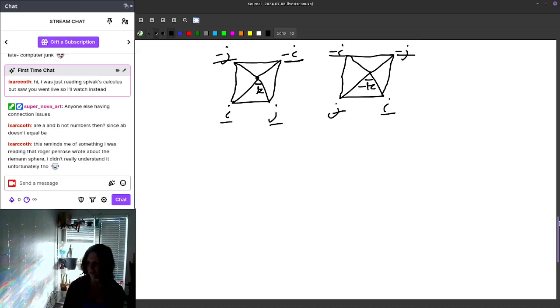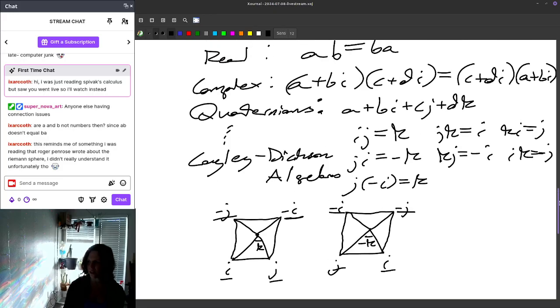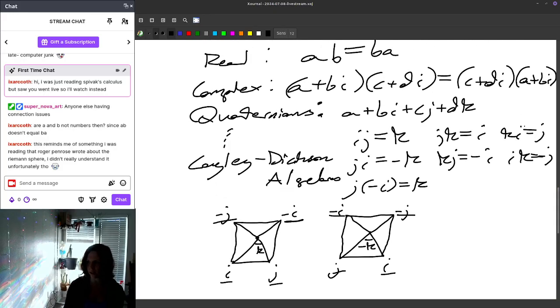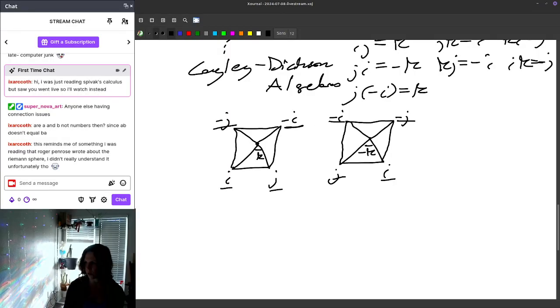So I ended up doing an example of the construction. If you have some kind of multiplication like this, it doesn't have to be that closely related to the real or complex multiplication. But if you have some kind of multiplication like this that's not commutative, then you can do this construction and you can make some shapes.